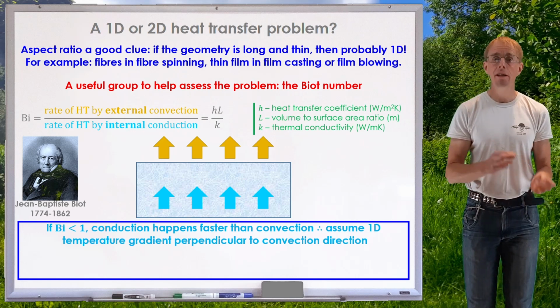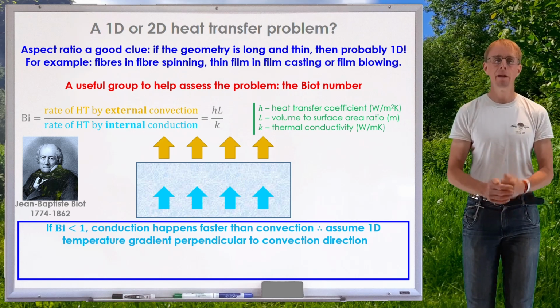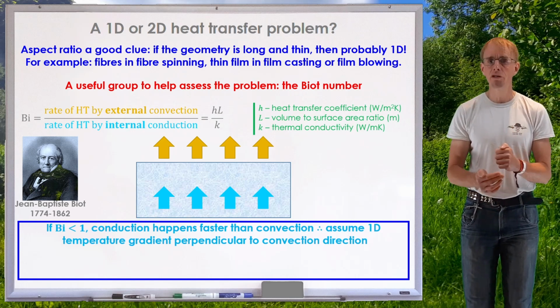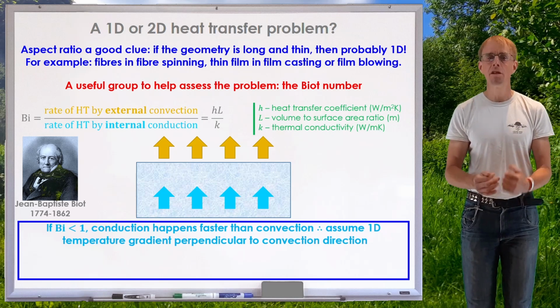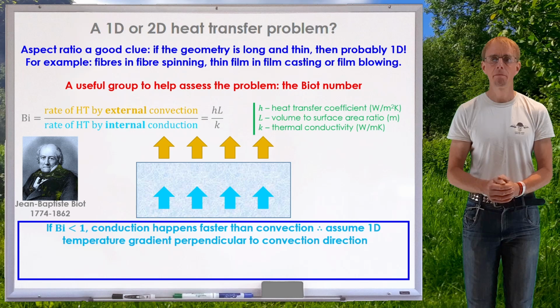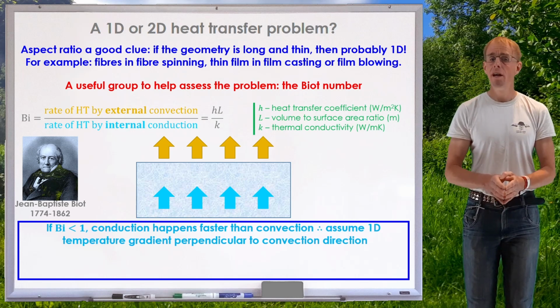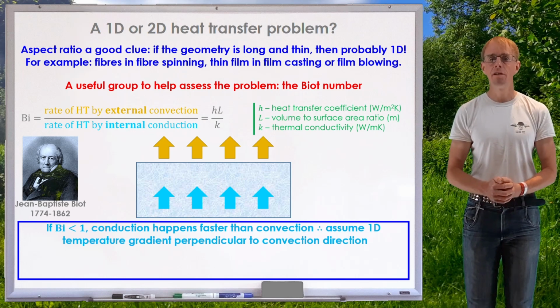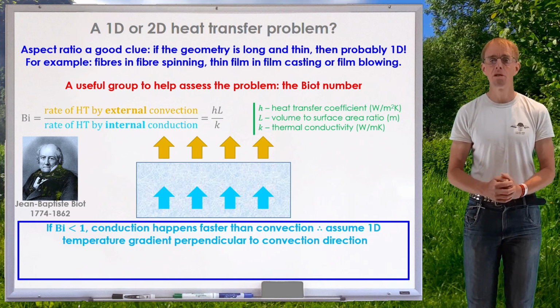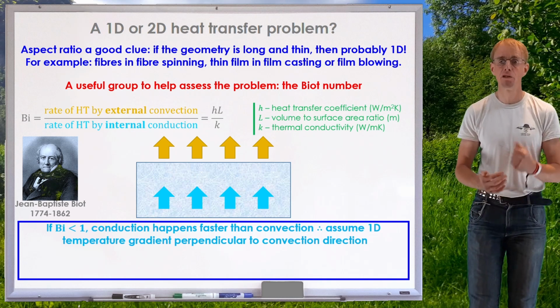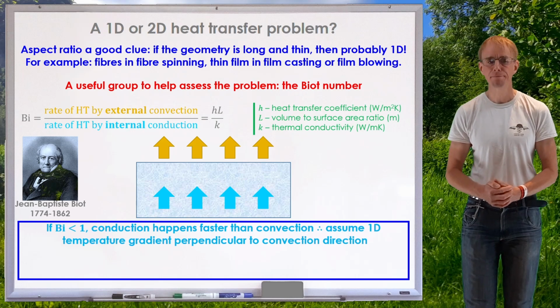So these lead to two different values of the Biot number. If internal conduction is fast, i.e. with our metal, the denominator is larger than the numerator, and the Biot number is less than 1. If the Biot number is less than 1, that's a pretty good indicator that you've only got a temperature gradient perpendicular to the convection direction. It's a 1D problem because heat transfer by conduction is quick.